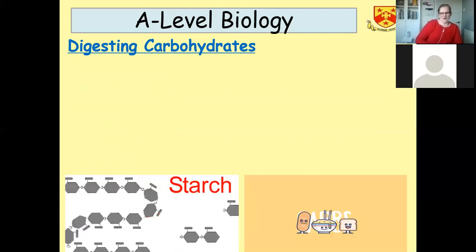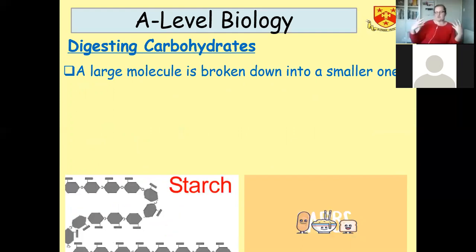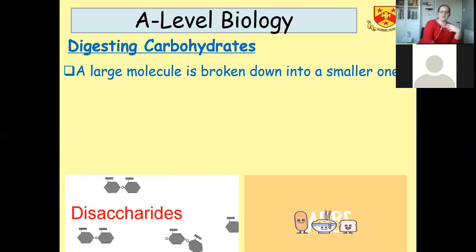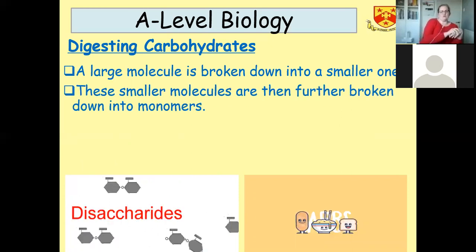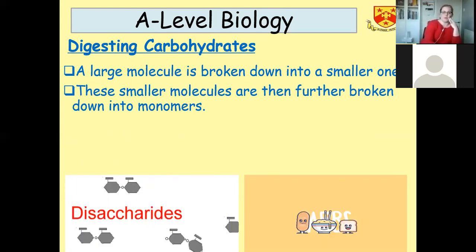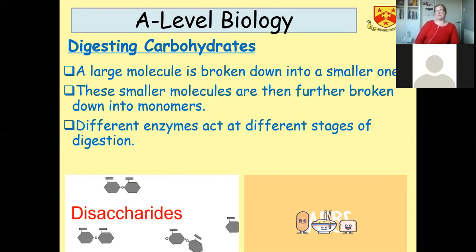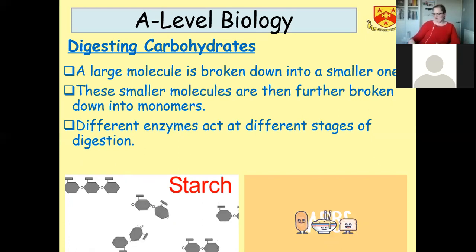So let's look at carbohydrates to start off with. So digesting carbohydrates, basically, carbohydrates are a very, very large molecule, and we need to break that down into a smaller one. We then break these smaller molecules down into monomers. So we have a really large molecule, we break it down into a smaller one, and then these smaller molecules are then further broken down into the monomers. And then different enzymes will act at different stages of the digestion of carbohydrates. It's not as simple as you have this enzyme, it breaks down carbohydrates, it works at this point.